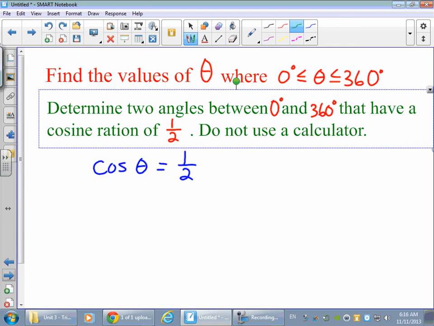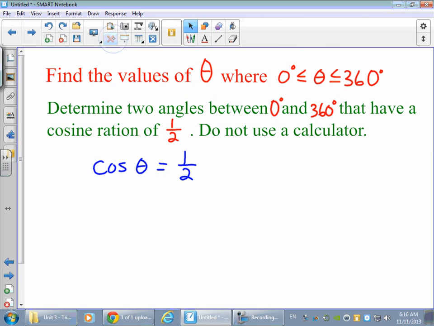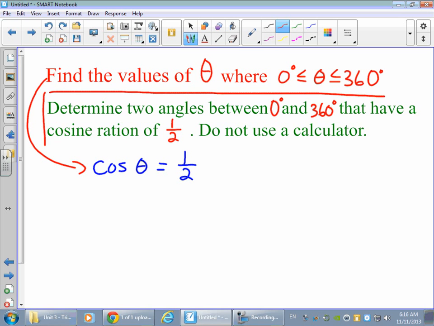Second question here, find the values of theta where 0 is less than or equal to theta is less than or equal to 360. And then right below it, determine two angles between 0 and 360 degrees that have a cosine ratio of 1/2. Do not use a calculator. Essentially these become the same question if I'm given cosine theta equals 1/2 for the first part. This could be given as one question, or alternatively, this is just another way to say the same thing.